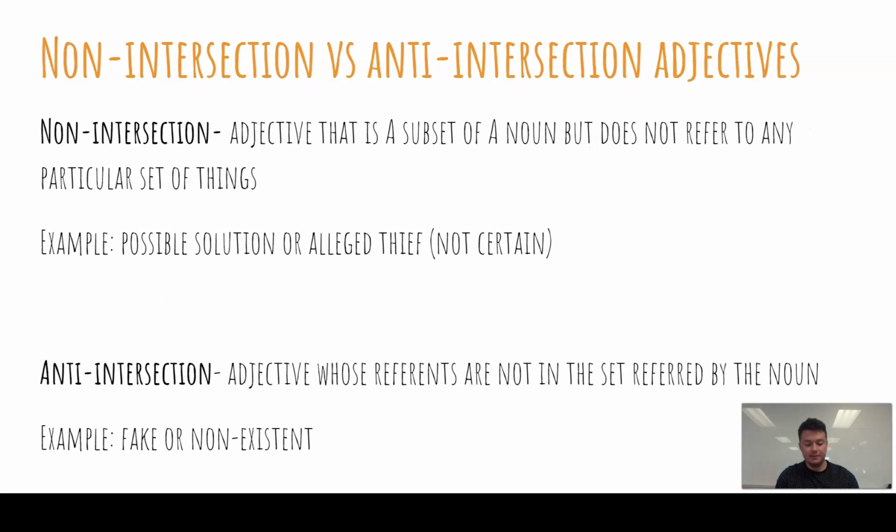The last concept of semantics is non-intersective versus anti-intersective adjectives. Non-intersective is an adjective that is a subset of a noun but does not refer to any set of things. Some examples are "a possible solution" or "alleged thief." There is uncertainty. The next one is anti-intersective, an adjective whose referents are not set by the noun. An example here is fake or non-existent. So you think of the prefix anti, which means opposition.